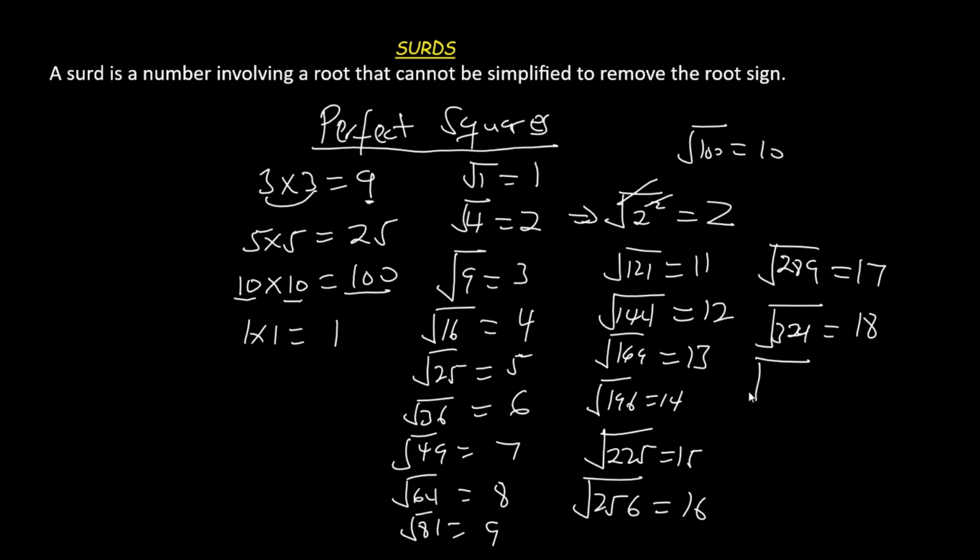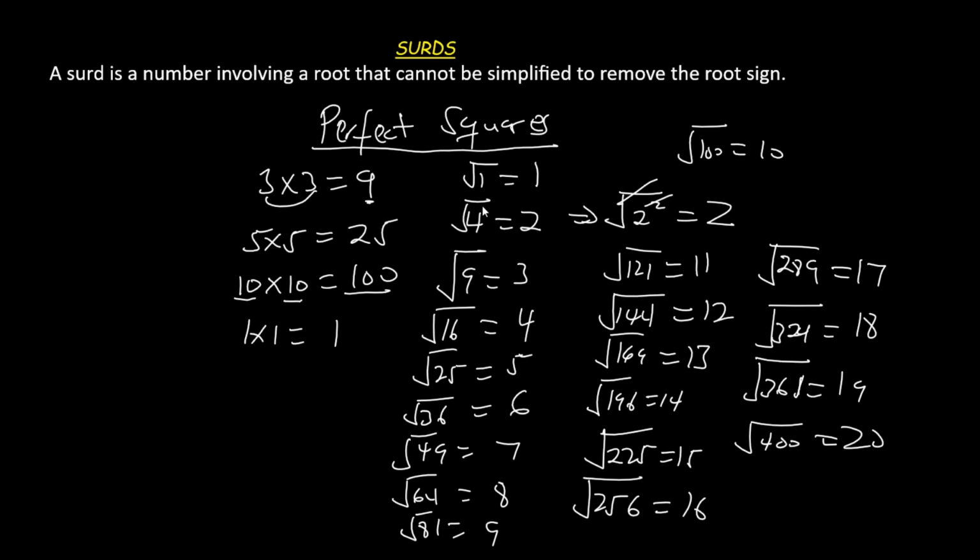Square root of 361 is 19, and finally square root of 400 is 20. Now it's better if you can memorize or know the square roots of these perfect squares, because that is going to help you easily solve questions involving surds.